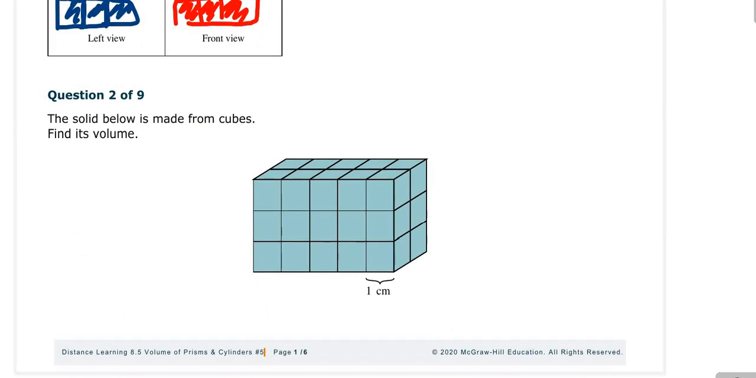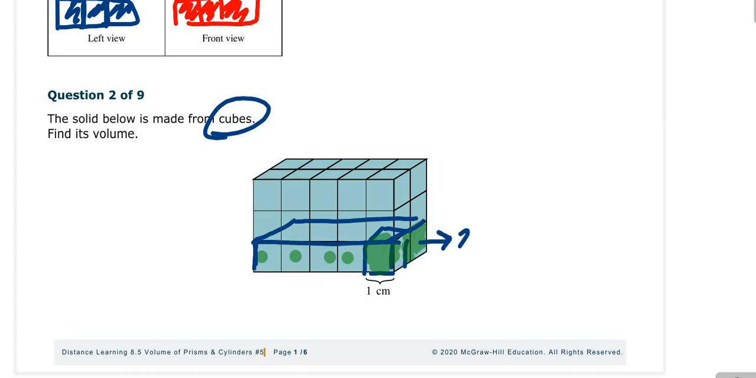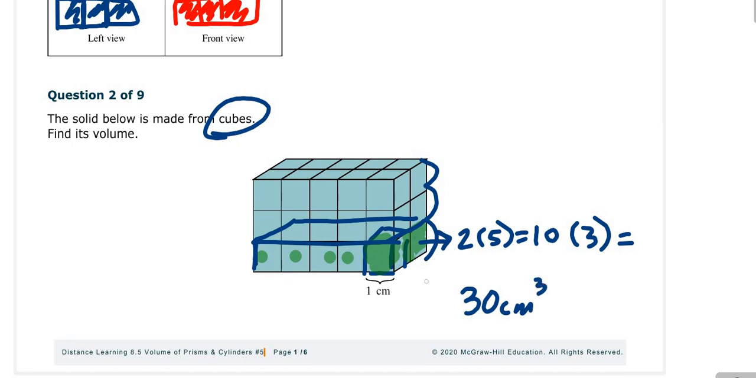Taking a look at number 2, find the volume. It's made up of cubes, which means all equal sides. So if you were to visualize one cube here and ask yourself, what's the total volume? If there's one cube and there's a second cube, and of course you go 5 deep, we know that one layer, 2 times 5, is made up of 10 cubes. And then if you have 3 layers of 10 cubes, so this would be 30 cm cubed.